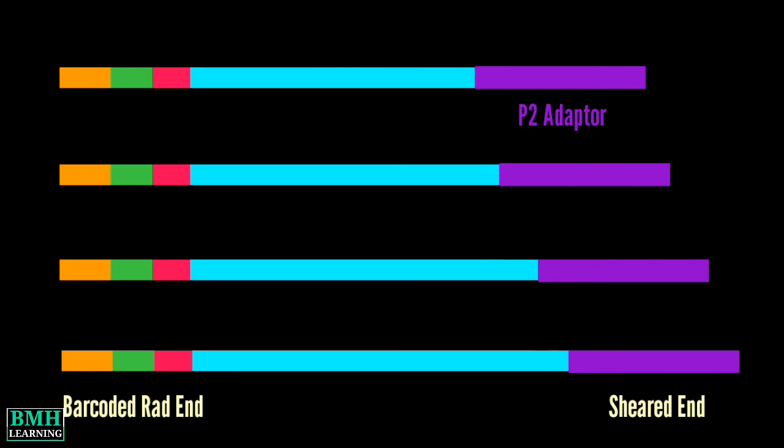PCR with the amplification primers P1 and P2 will allow amplification only of the fragments carrying the adapters P1 and P2 at their ends. These steps transform the DNA into a fragment library suitable for sequencing on an NGS platform.